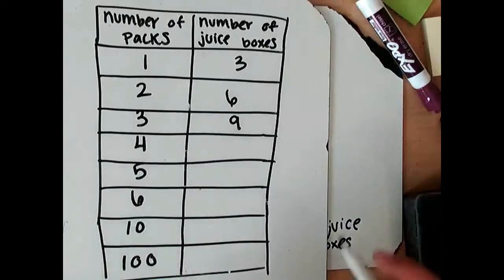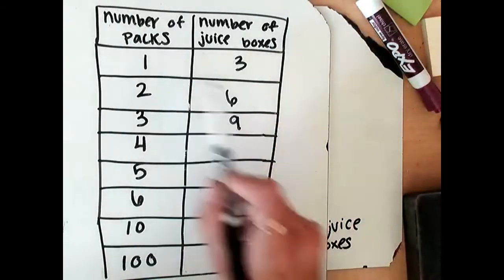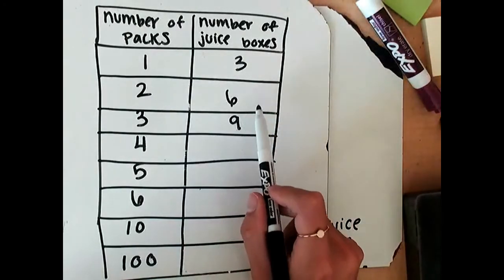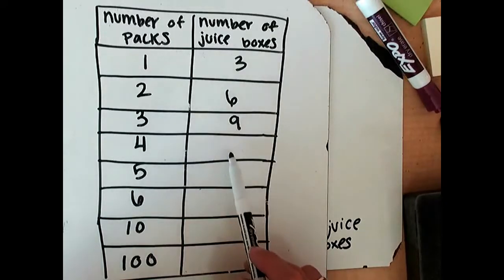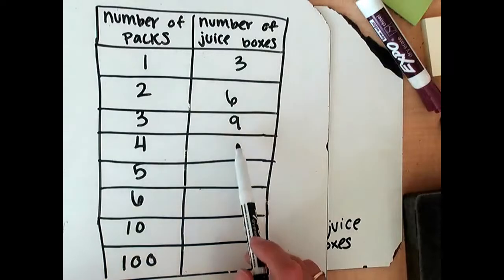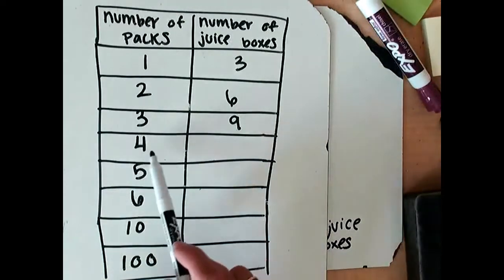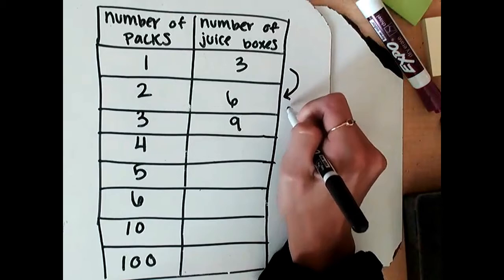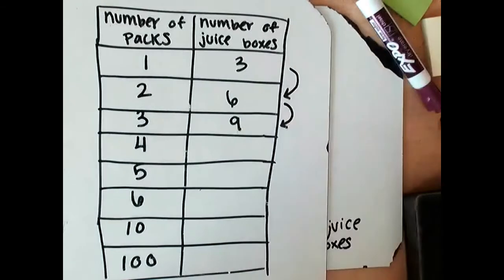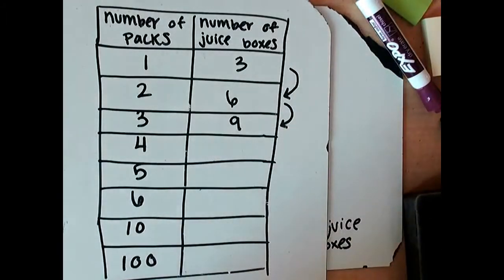So we're going to continue to look at this. If I know that we have 3 juice boxes in one pack, 6 juice boxes in 2 packs, and 9 juice boxes in 3 packs, how am I going to know how many juice boxes are in 4 packs? What am I continuously adding by? Remember that number line from yesterday? What am I continuously adding by to get the next number? Take a minute, pause, think about it.